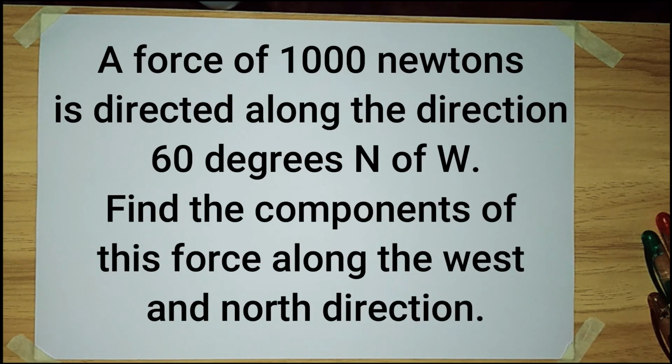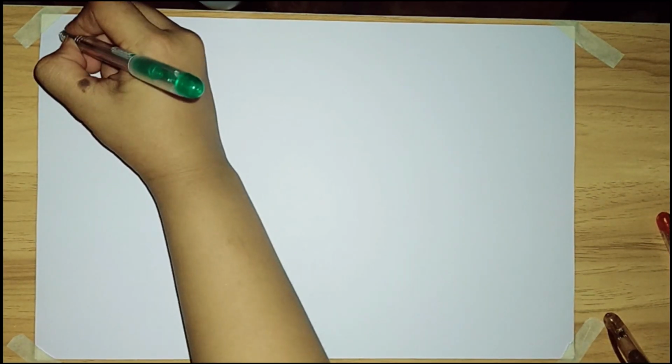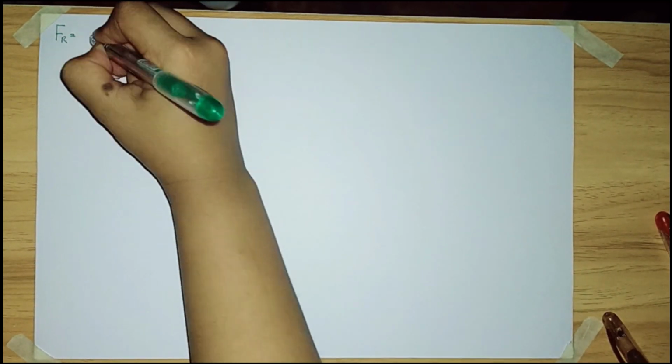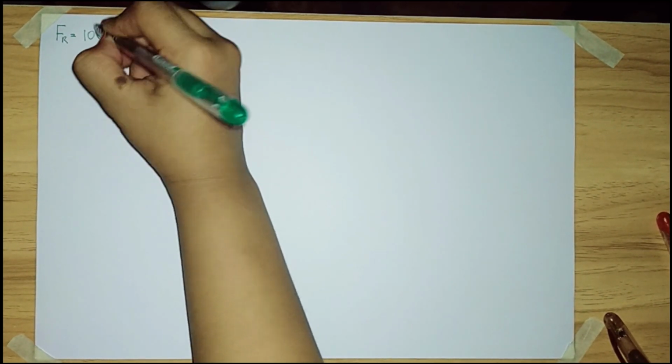Let me give you another example. So, we have here a force of 1,000 newtons directed along the direction 60 degrees north of west. So, we're going to find the components of this force along the west and north direction. So, let us write down our given. So, let's have your F sub R. And this is 1,000 newtons.